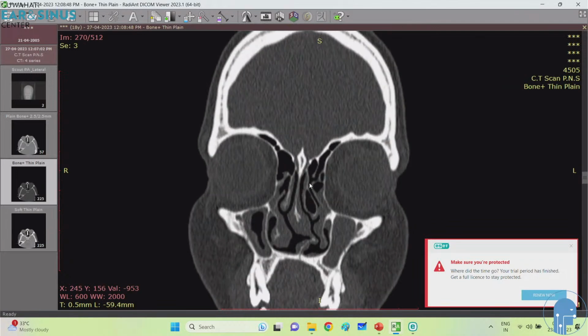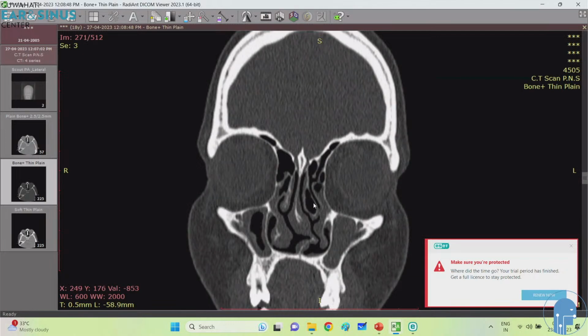You can see the pneumatization of the middle turbinate. This is called concha bullosa.